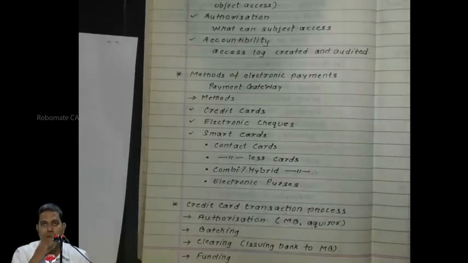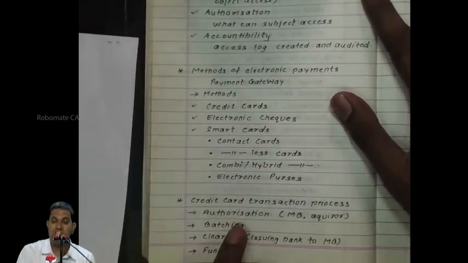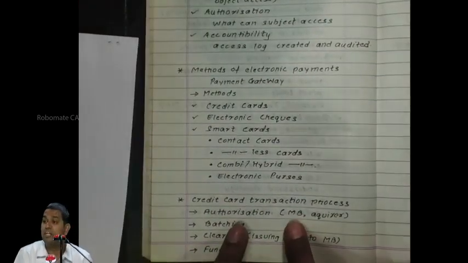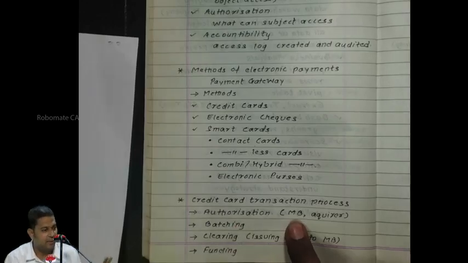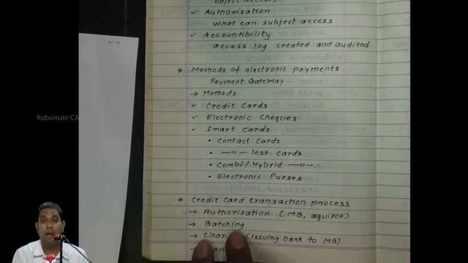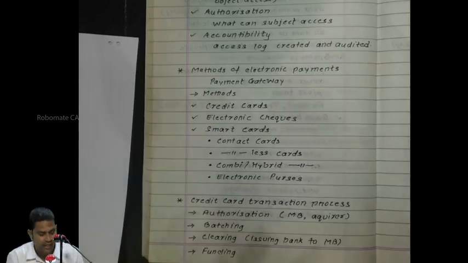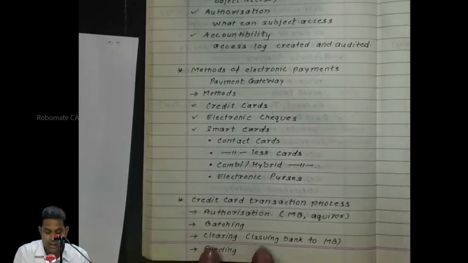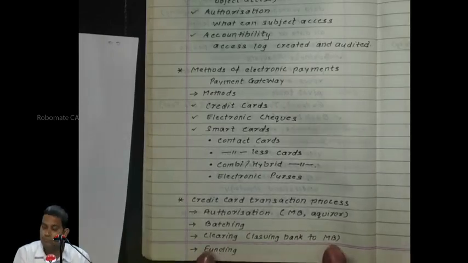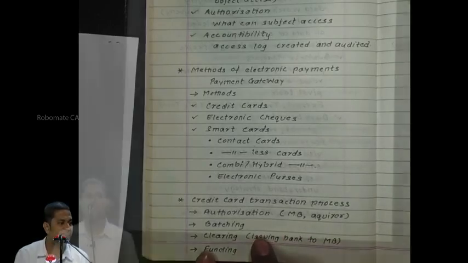And the last is the credit card transaction process. I have explained this. First is authorization, which is done by the merchant banker, checking whether the data received is correct or not. Merchant banker is also called the acquirer. Then batching. Batching means those small slips are accumulated, and the next day they are deposited in the bank for clearing. From there, the issuing bank will give the funds to the merchant banker, and the merchant banker will then fund the merchant. I have explained this, so I'm not explaining it once again.